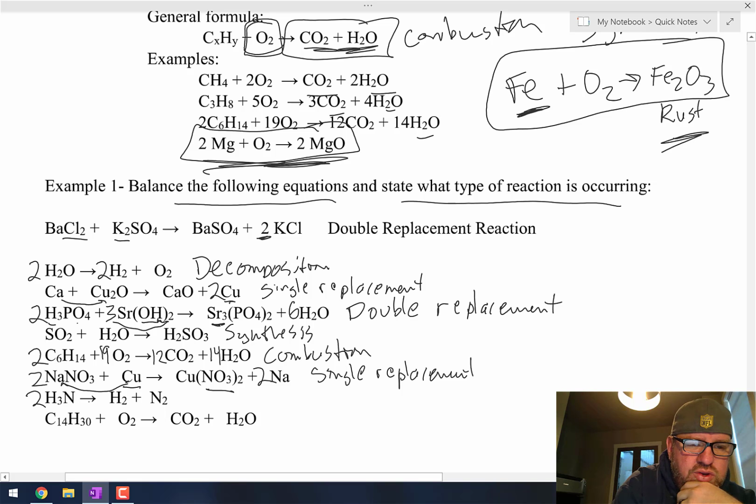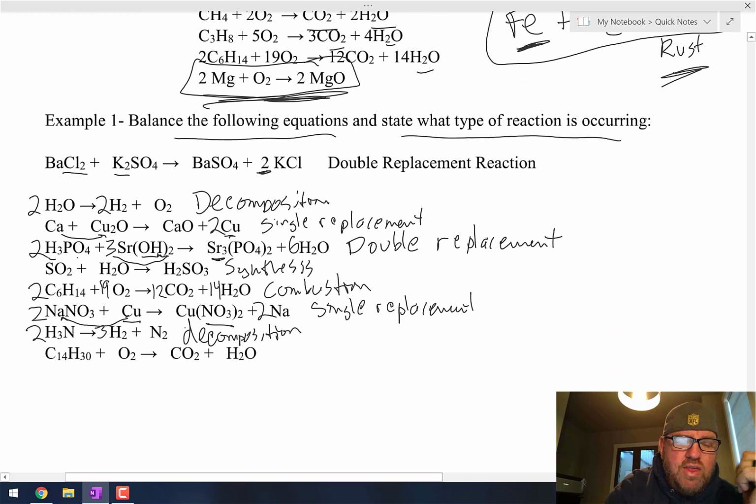And here we've got H3N, and here we have H2. So we need to do 2 and then 3. The equation's balanced now. And we're starting with one thing, and it's breaking into 2 or more. So that is certainly a decomposition reaction.